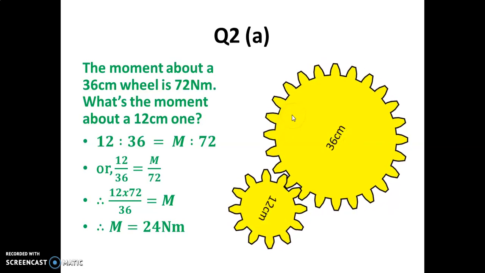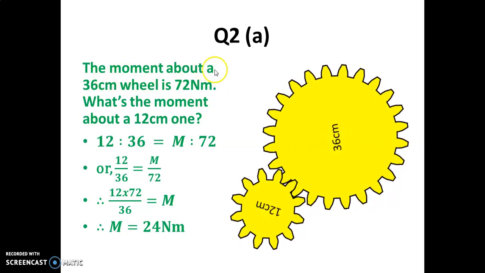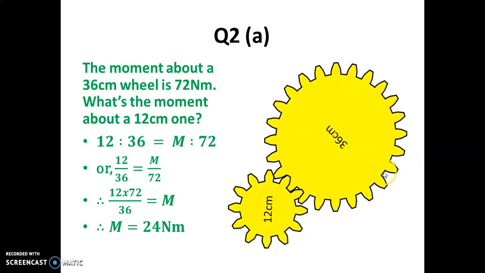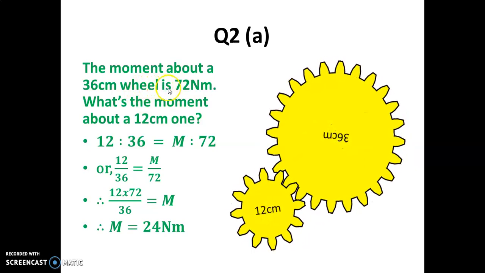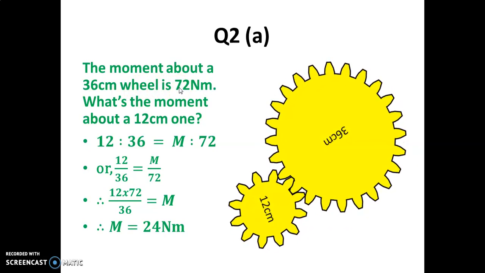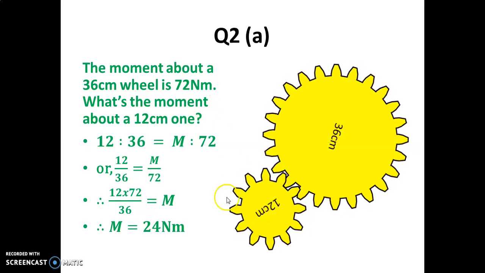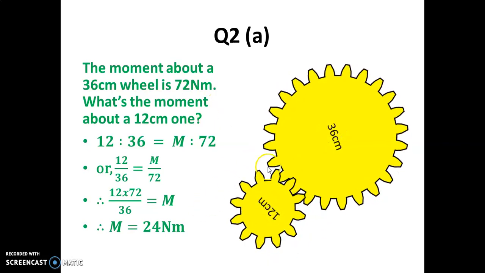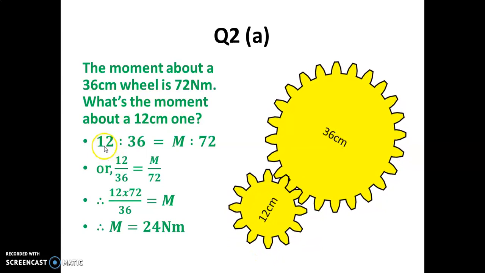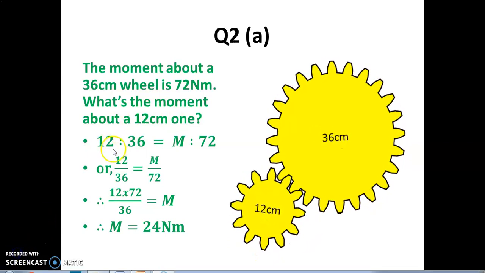Question 2a. The moment about a 36 centimeter gear wheel, or just a wheel in this case, is 72 Newton meters. So what's the moment going to be for the 12 centimeter one? Well, remember, in this case it's 12 centimeters to 36 centimeters. So the ratio I'm going to start off with in terms of radii is 12 to 36, equals the moment for the 12 centimeter wheel.